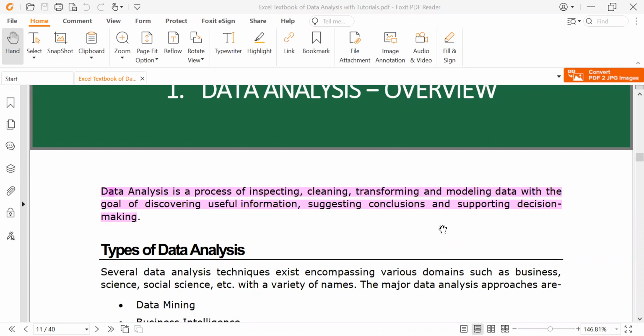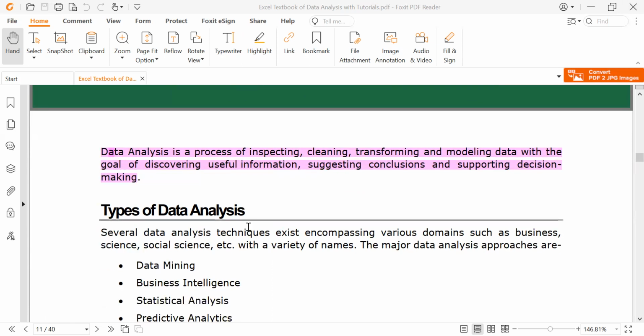Maybe support decision making in your business. Should you buy more of a particular product? Should you invest more in a particular staff or in an organization? Should you focus more on a particular area? Or should you reduce expenses from a particular direction? So data analysis will help you to come out with such decisions. And we call them evidence-based because you're learning from your data.